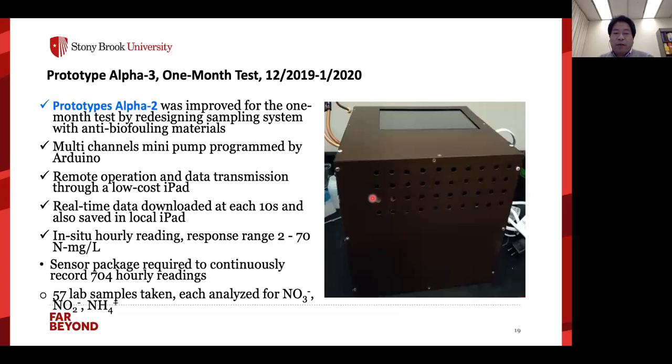For the 1 month test, the sensor is required to run for 1 month. It totally read 704 data points, 704 hours of reading from day 1 to day 30. And 57 lab samples were taken at that time and measured for nitrate, nitrite, and ammonium, compared with the sensor data.